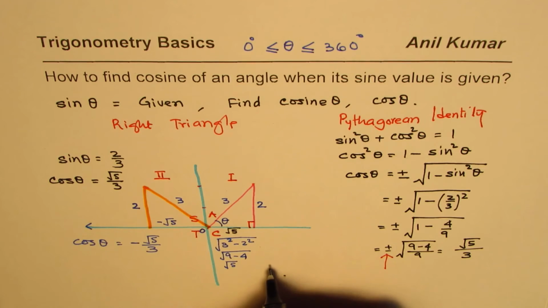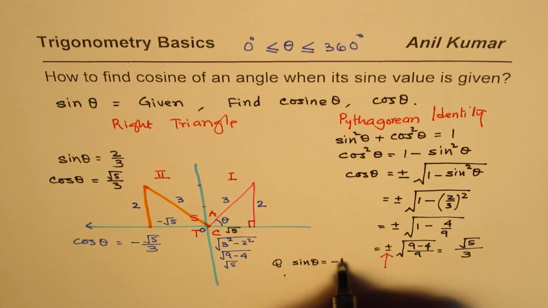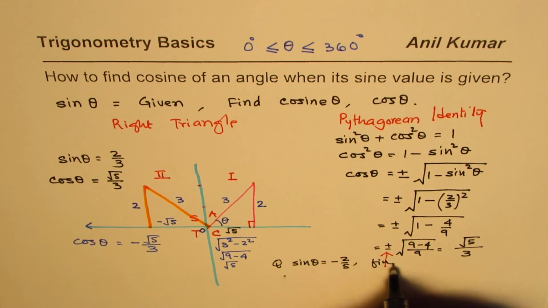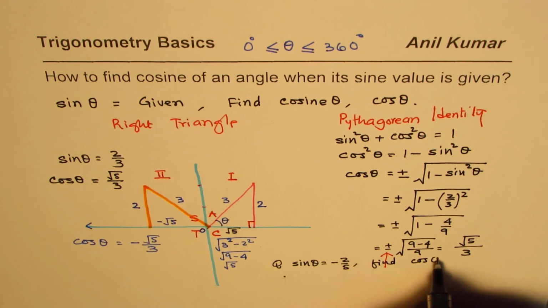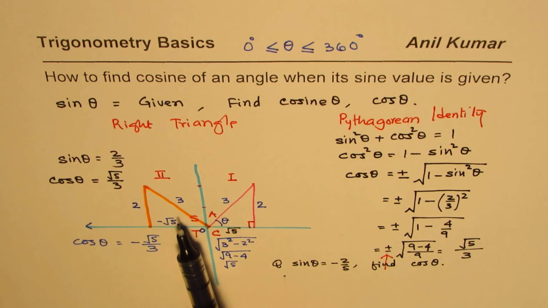Now for you as a test question, let us say sine theta equals minus 2 over 5. You need to find the value of cos theta, okay? You could use either of these approaches, but if you use that approach, don't forget to consider two quadrants. Minus means sine is negative in quadrant 3 as well as in quadrant 4.